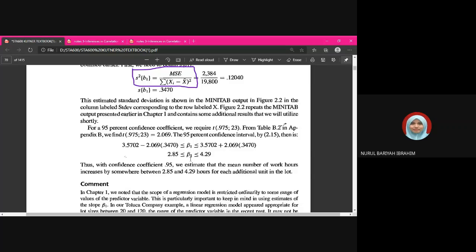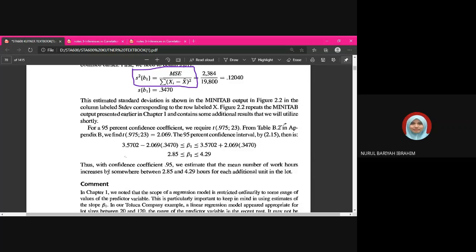So if we have all the values, apply the formula, you akan dapat slope ini, dia punya range of y will increase. Kenapa increase? Sebab both of the right side and left side adalah positive. And then you need to interpret the value of the confidence interval for the slope.